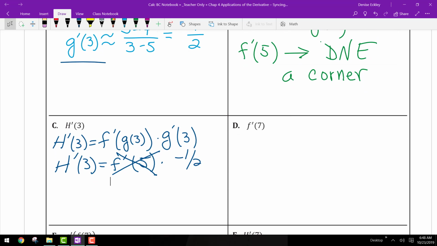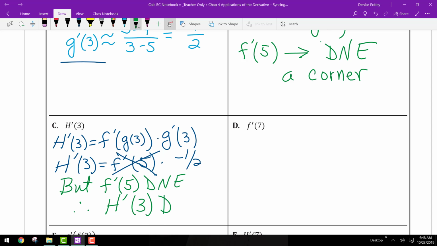So we're going to say that then. But h prime of 5 does not exist. Therefore, h prime of 3 does not exist.